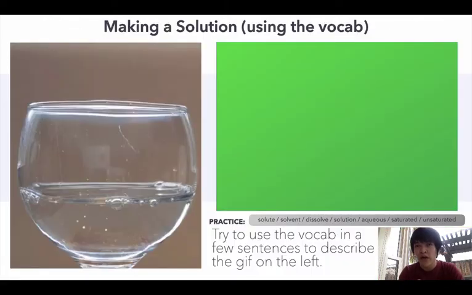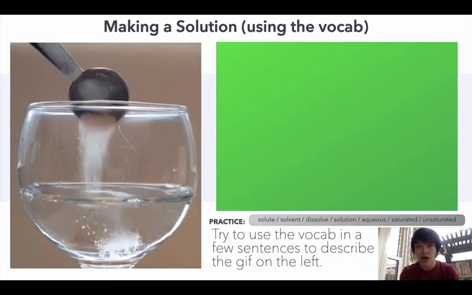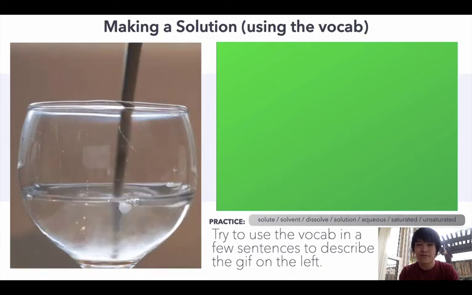Here I have a bit of practice for you. I want you to try to use the vocabulary that's in the gray box to describe in a few words what is happening in the GIF on the left. Pause this video and try this, please.